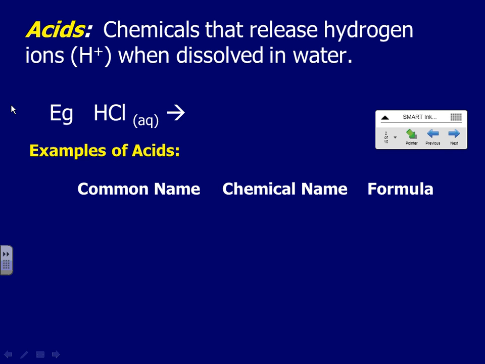So when this molecule dissolves in water, it will fall apart and it will produce an H+ and a Cl-. And if we were to check their conductivity, they would conduct because they have ions in the water.